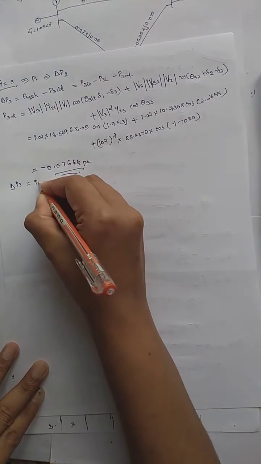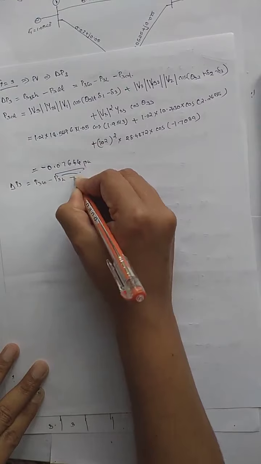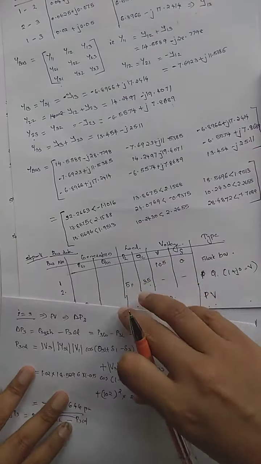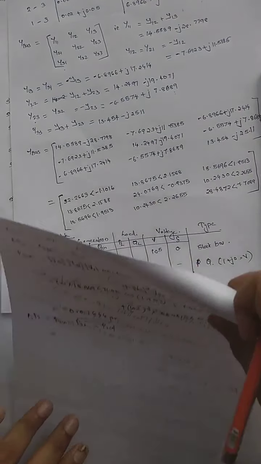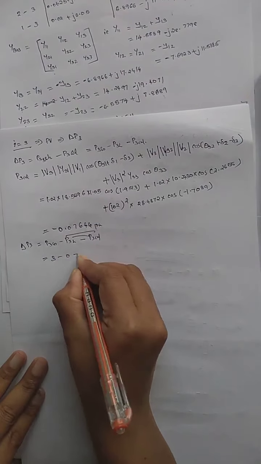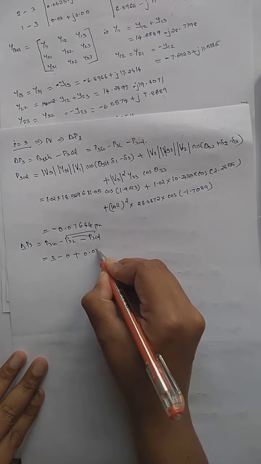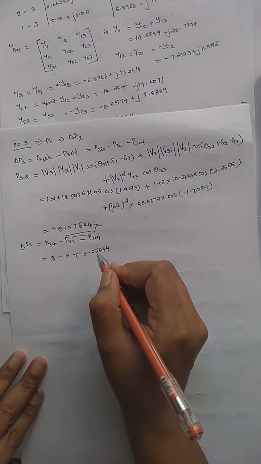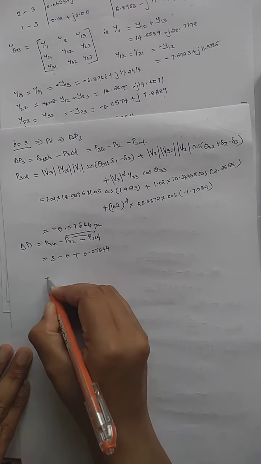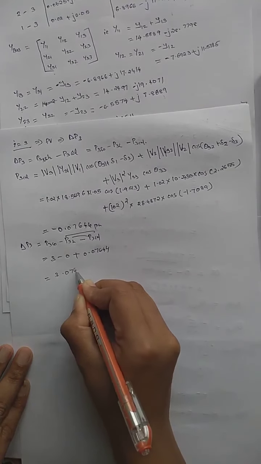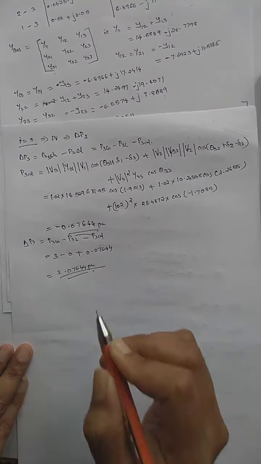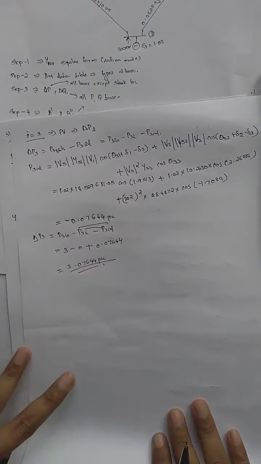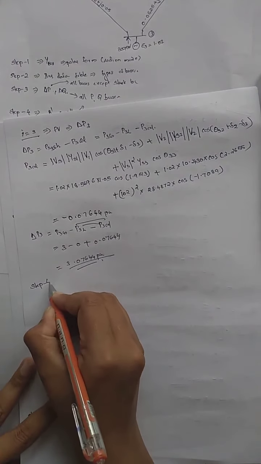Delta P3 is equal to P3 generated minus P3 load minus P3 calculated. P3 generated we take from our line bus data. P3 generated is 3, isn't it? So 3 minus 0 minus minus 0.07644. So delta P3 is equal to 3.07644 per unit. This is the value for our delta P3. So we have done up to step 3, and next we have to do step 4. So what is step 4?